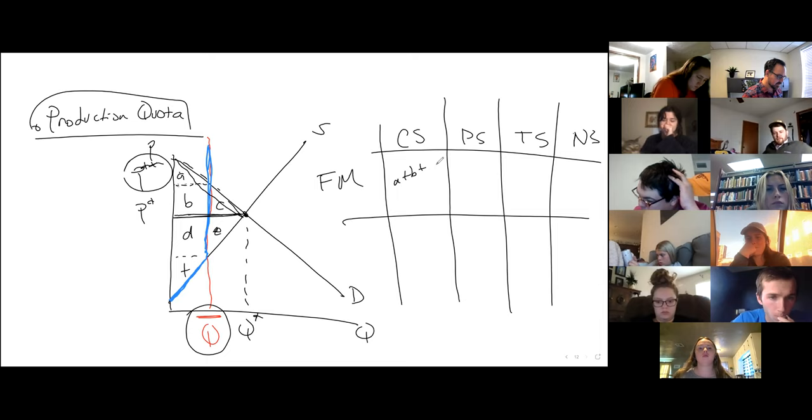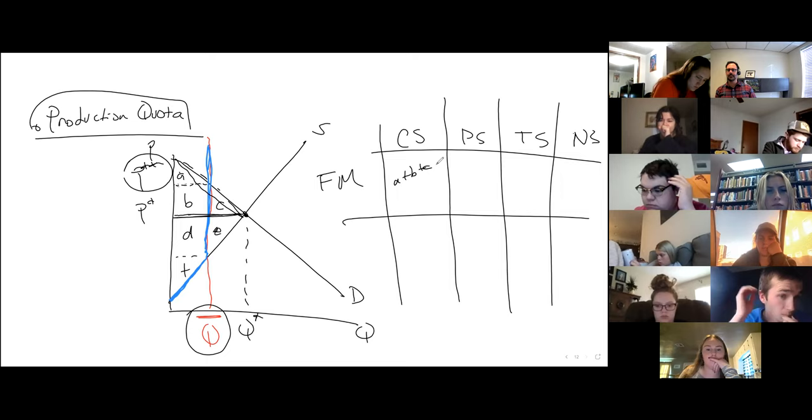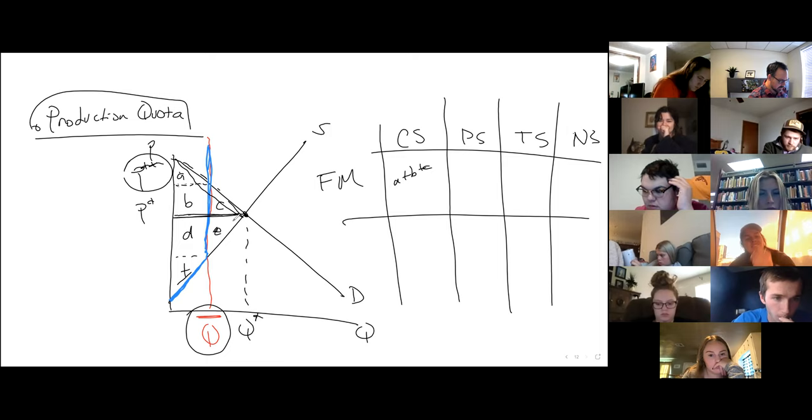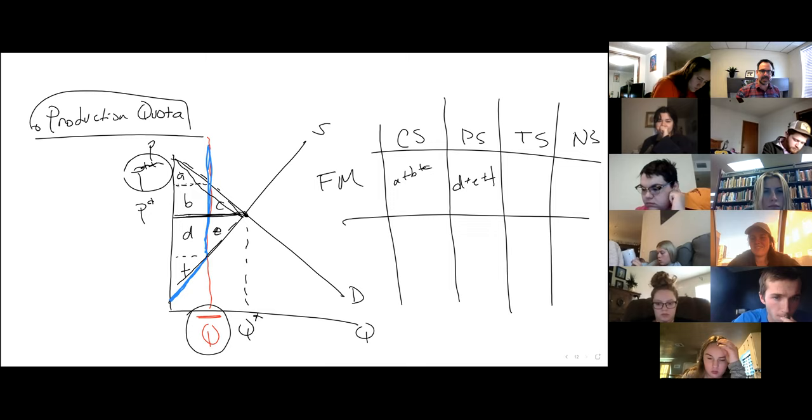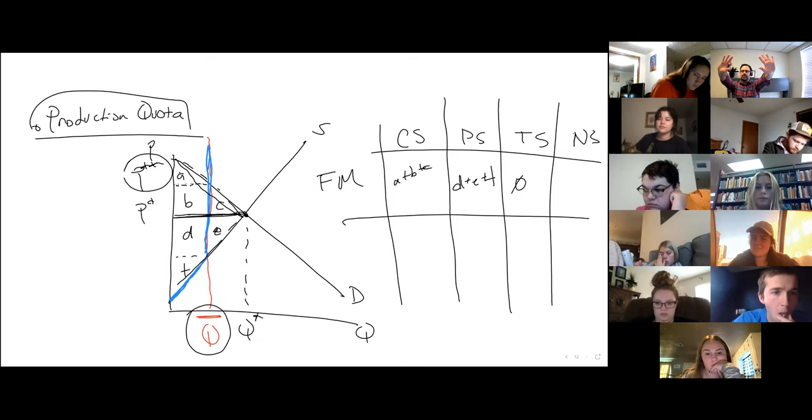What was producer surplus? DEF. Beautiful. The area above the supply curve and below that equilibrium price. Okay, D plus E plus F. Taxpayer surplus. Zero. Good job. And then national surplus is just the sum of the consumers, the producers, and the taxpayers. So it's A plus B plus C plus D plus E plus F.